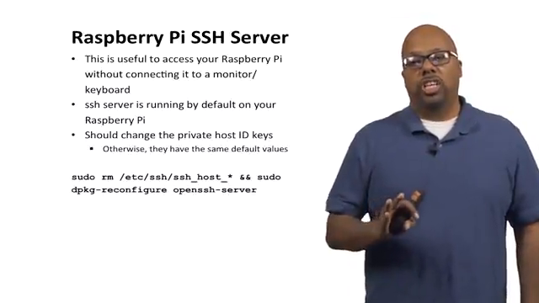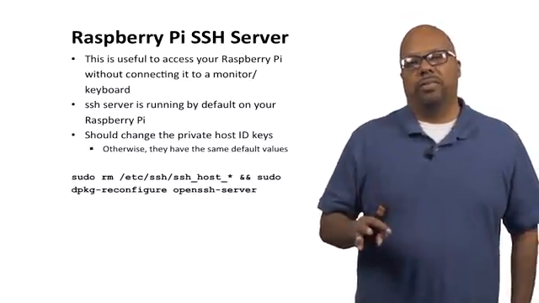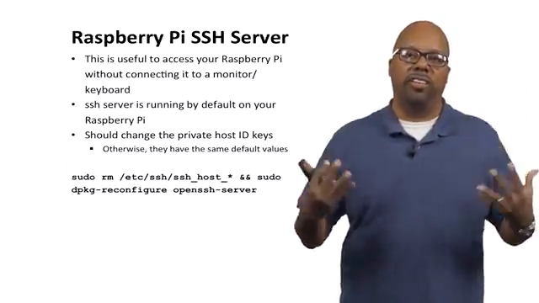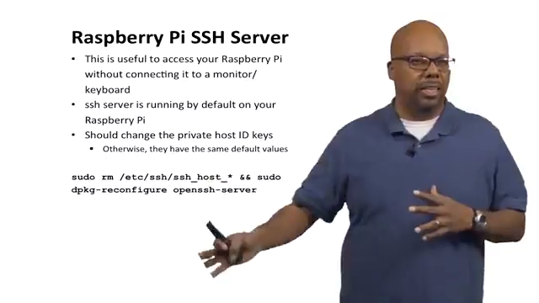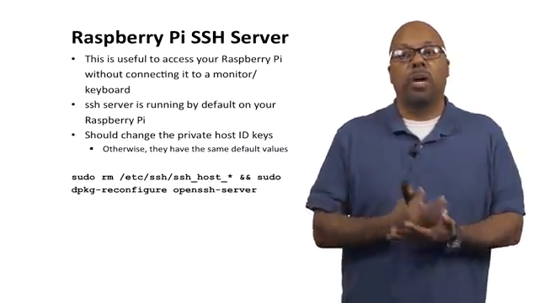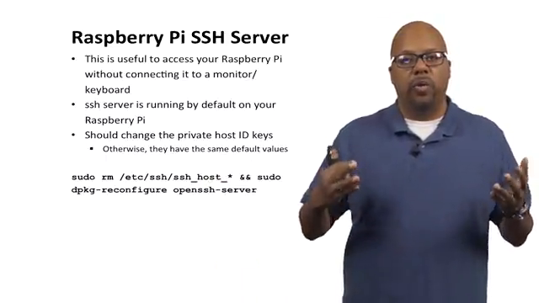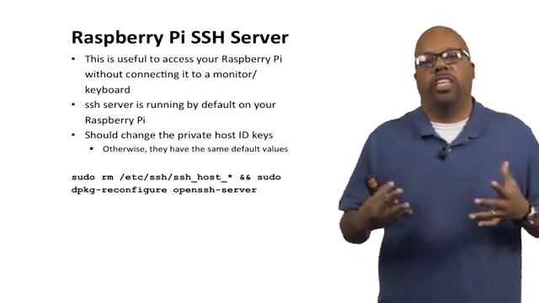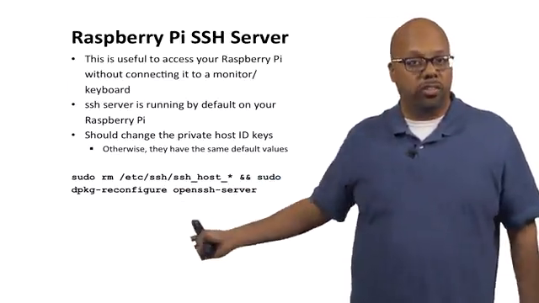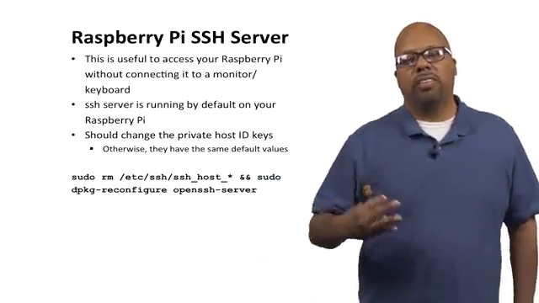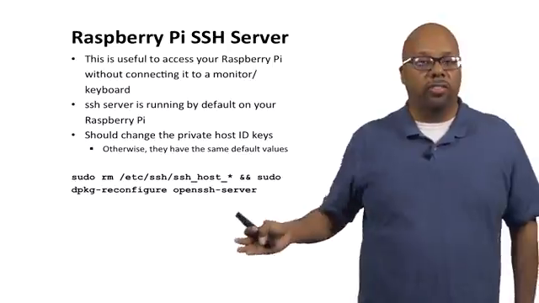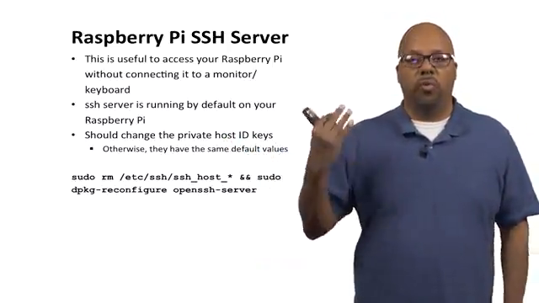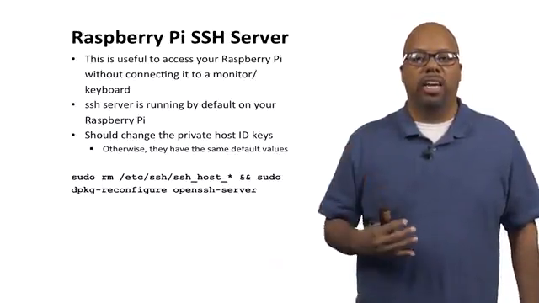You should change the private host ID keys. Now, we don't want to get too much into how authentication is performed, because that's a little out of the scope of the class. But there are these private host ID keys, and when you get your Raspberry Pi and install Raspbian on it, you get these default keys, which are the same as everybody else's default keys. So the problem is, if you keep using those default keys, everybody else knows those keys, so you can have what's called a man-in-the-middle attack. Somebody can listen to your conversation if they wanted to, and can decrypt your communication.